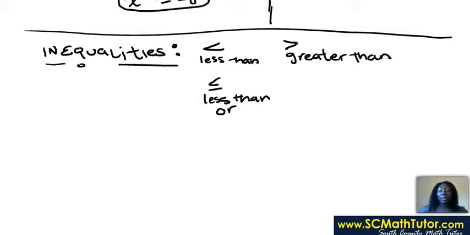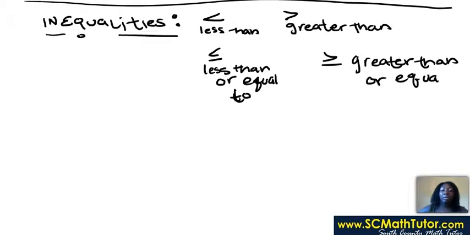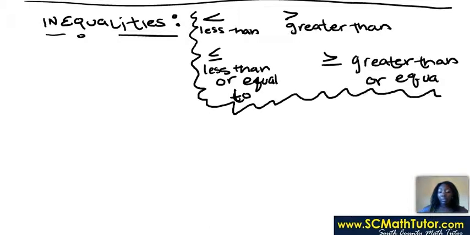equal to, less than or equal to. Okay, so it could either be the less than or it could be equal to. And this represents greater than or equal. Okay, so let's look at some examples that would make sense to the average person.